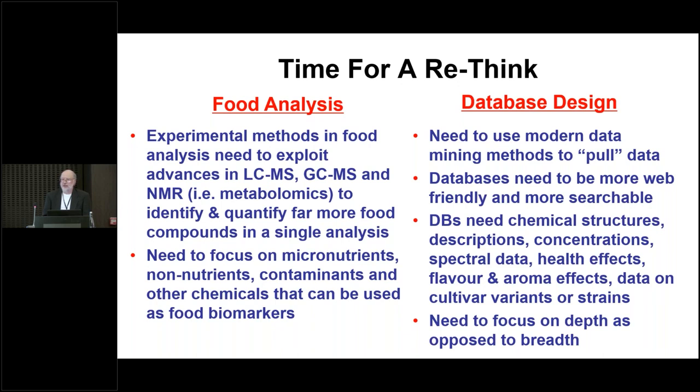The food databases will have names, but they don't have structures. They don't have descriptions of the compounds. Some don't have very good information on the concentrations. If we want to identify these things, we need reference spectral data, NMR and mass spec. Very few of the databases, in fact almost none, have anything on the health effects or the flavor or aroma effects of these compounds. And most don't really have a lot of information on cultivar variants or strains.